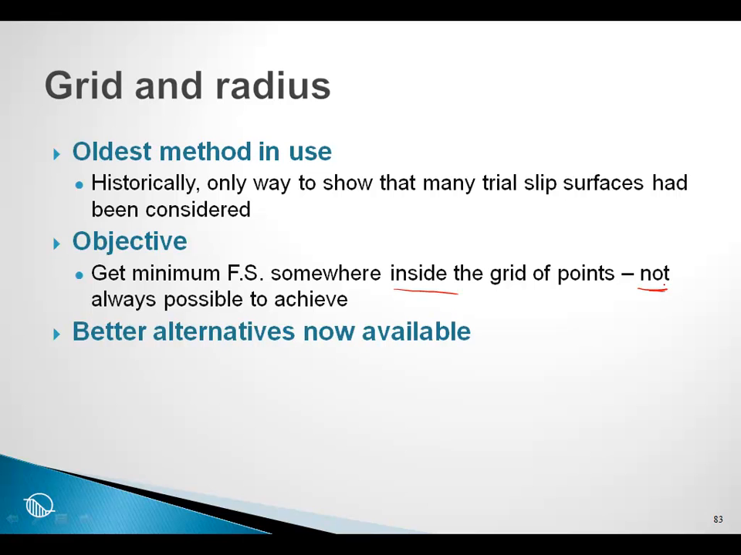Nowadays, with modern computer graphics and the possibility of computing the factor of safety for many trial slip surfaces very fast, we believe there are better alternatives than the grid and radius for controlling the trial slip surfaces. Nonetheless, because it is so deeply entrenched in slope stability analysis, we maintain the grid and radius option in SLOPE/W, and it is still worthwhile knowing how to use this option because sometimes it serves some specific purpose.